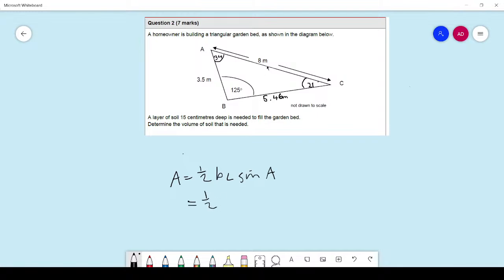So B will be 8 still. C is 5.46. And I also recommend using brackets. Make this a habit for your substitution if you haven't already. It's just a really good way to keep everything clean when the expressions get a bit more complicated. Sine 34. Right. So that's just 4 times 5.46 is 21.74. Let's double check that. Oh, 21.84, sorry. That's why we use a calculator. 21.84 times sine 34.